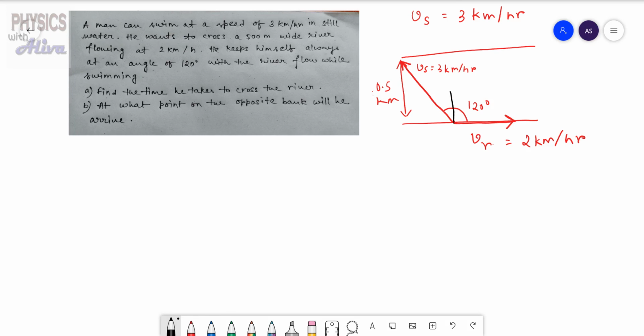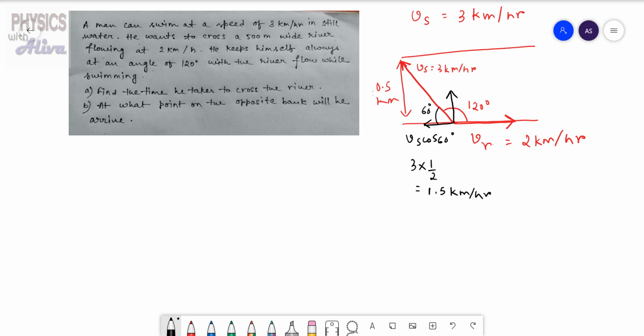We can break it in two components. One is vertical and another is horizontal. So this angle is 120 degrees. So this remaining angle is 60 degree, right? So the horizontal component of the velocity is Vs cos 60 degree, right? So 3 into cos 60 means half. So 1.5 kilometer per hour towards left.